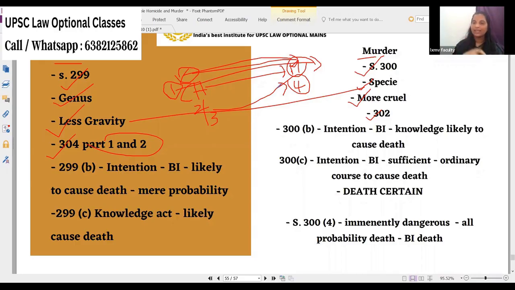Law has intended to make it the same because they are nothing different. See, culpable homicide, with only 4 things added, becomes murder. That's how it is. The root for murder is culpable homicide. That's why there is similarity, sir.